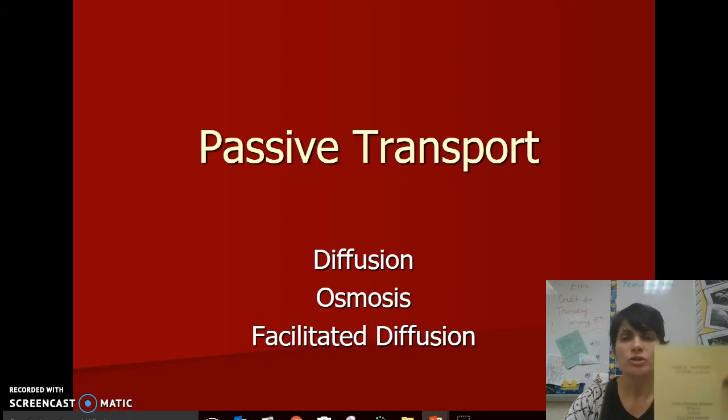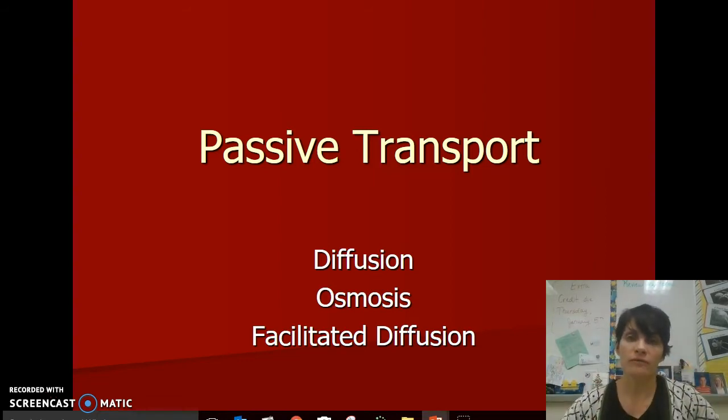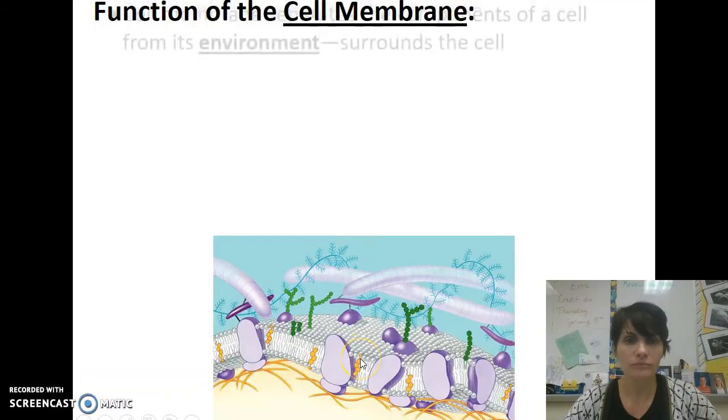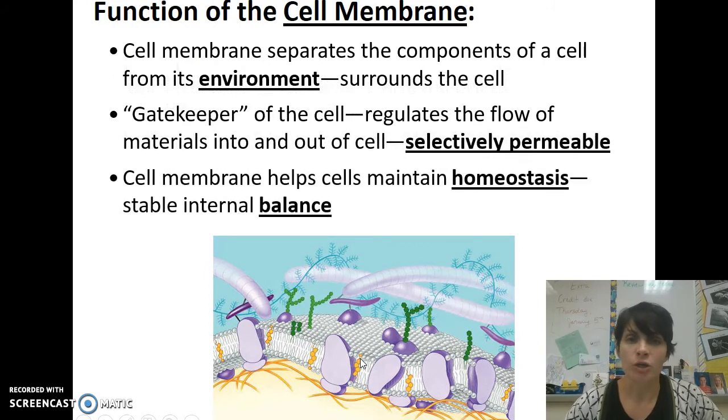So today we're going to talk about passive transport, and that involves three different types of transport. One is called diffusion, one is called osmosis, and one is called facilitated diffusion. The reason this is so important is because it does not require energy. For the first part of this lesson today, you do not need your notes. You just simply need to listen. I'll tell you when you're going to take your notes on the inside of your note sheet.